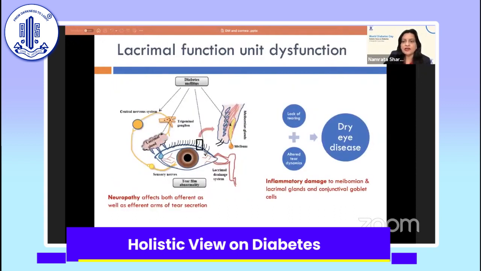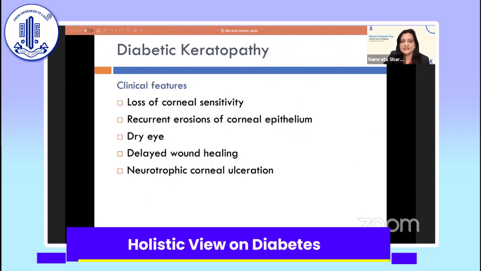Now, the lacrimal functional unit also shows dysfunction because of the inflammatory damage which occurs to not only the lacrimal gland, but also to the meibomian gland and the conjunctival goblet cells. And there is, as was being discussed, a neuropathy element, which affects both afferent as well as efferent arms of the tear secretion. So all in all, it does lead to dry eye disease.